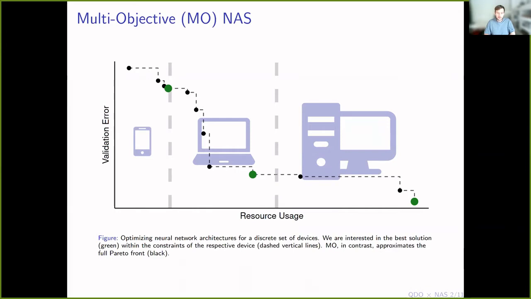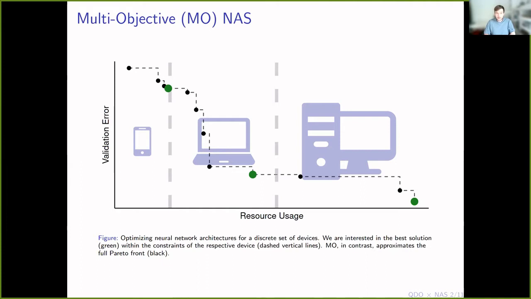For example, if I use fewer resources, typically my validation error will be higher. If I use more resources, typically my validation error will be lower. A good multi-objective optimizer is then capable of approximating this true Pareto front quite well. This Pareto front is shown in black. But take a step back and consider why we are actually doing multi-objective NAS. Typically, we do this because we want to deploy different models in practice.